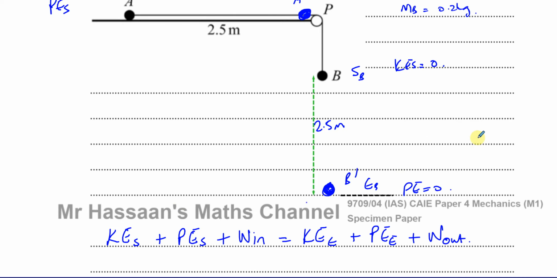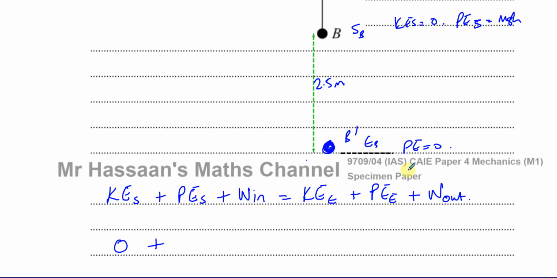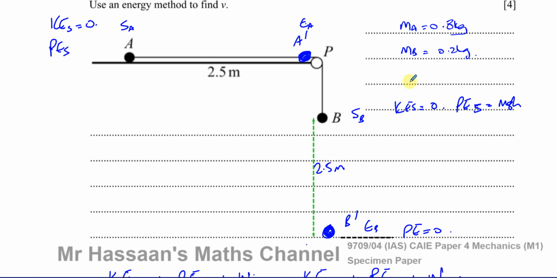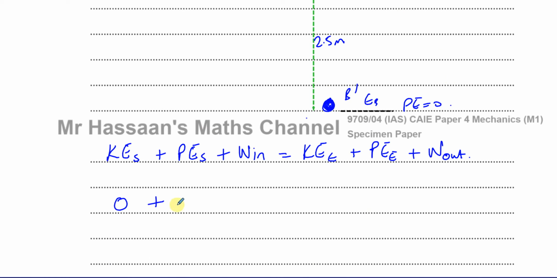But the potential energy of B at this point, at the start, is going to be equal to mgh. So for B, it's going to be the mass, which for B was 0.2, times g times h. So this is mgh.